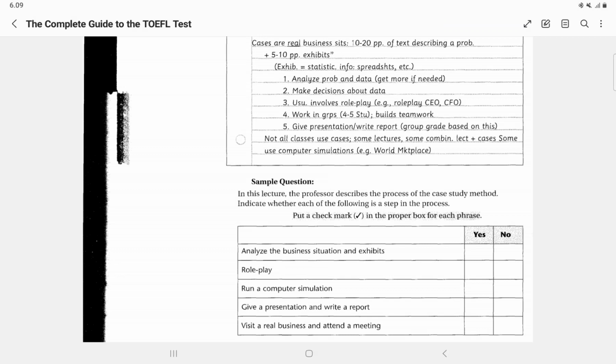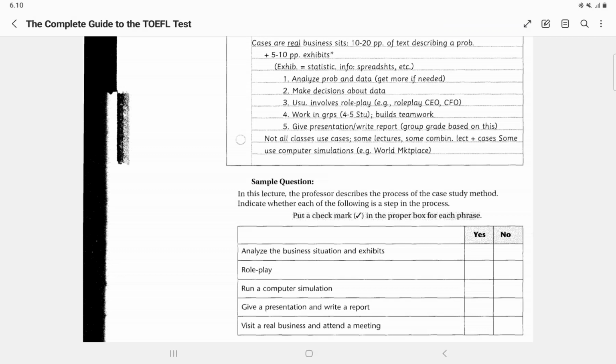What does a case look like? Well, cases are basically descriptions of, let me stress that, real business situations, chunks of reality from the business world. So you get typically 10 to 20 pages of text that describe some problem that a real business actually faced. And then there will be another 5 to 10 pages of what are called exhibits. Exhibits? What are those? Exhibits, those are documents, statistical documents that explain the situation. They might be spreadsheets, sales reports, marketing projections, anything like that.